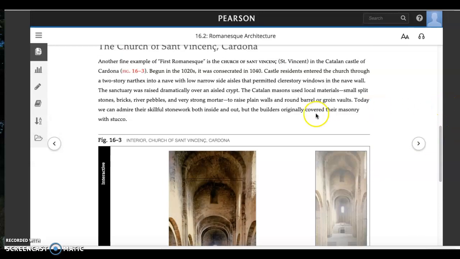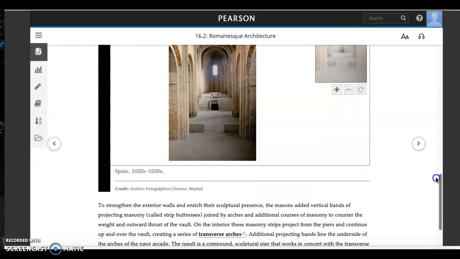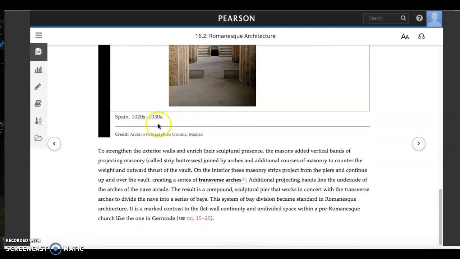So going back to architecture, they say we can admire their skillful stonework, both inside and out, but the builders originally covered their masonry with stucco. So in other words, this would have been smoothed over with a stucco skin. Come down here.